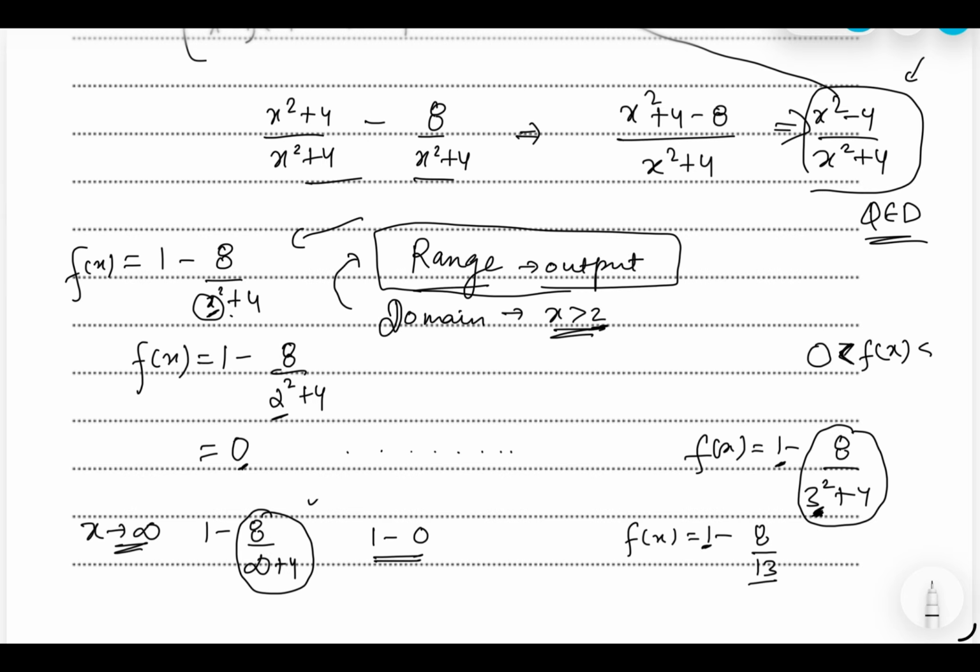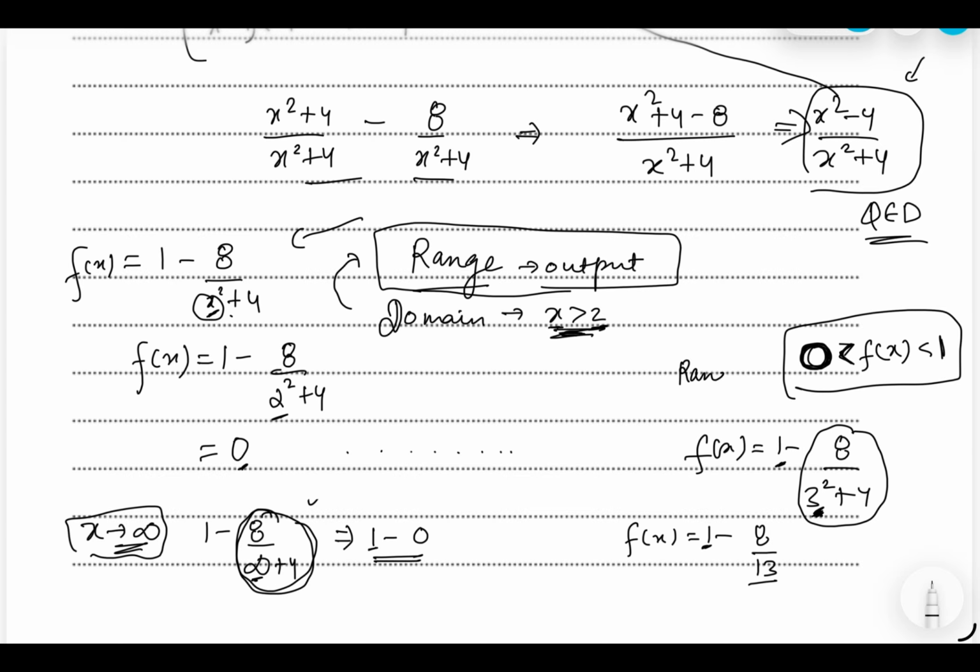Yes or no? As x approaches infinity, because it is given to us that x is greater than 2. That means it could be infinity as well. So as x approaches infinity, this value will become 0 and the output will become 1. So it would be between 0 and 1. This is the range. This is the range.